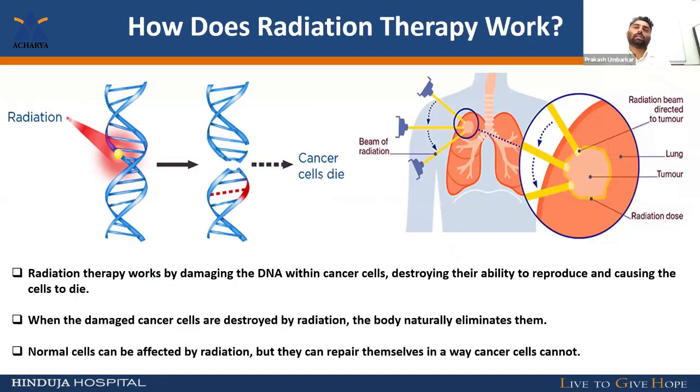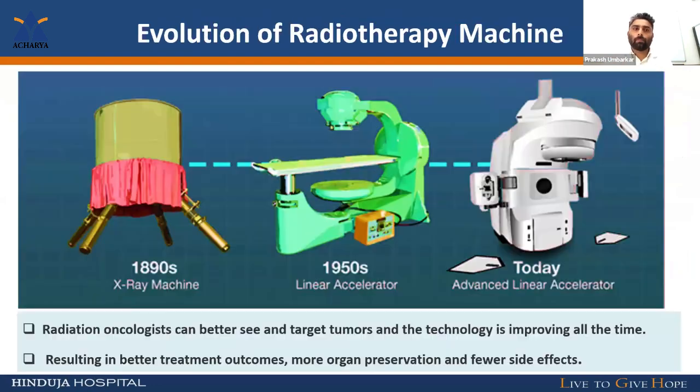Then how does radiation therapy work in the human body? Look at this image; everyone is aware of the DNA pattern. When radiation goes into the patient's body, radiation therapy works by damaging the DNA within the cancer cell, destroying its ability to reproduce and causing cell death. That is the main purpose of how radiation works in clinical practice.